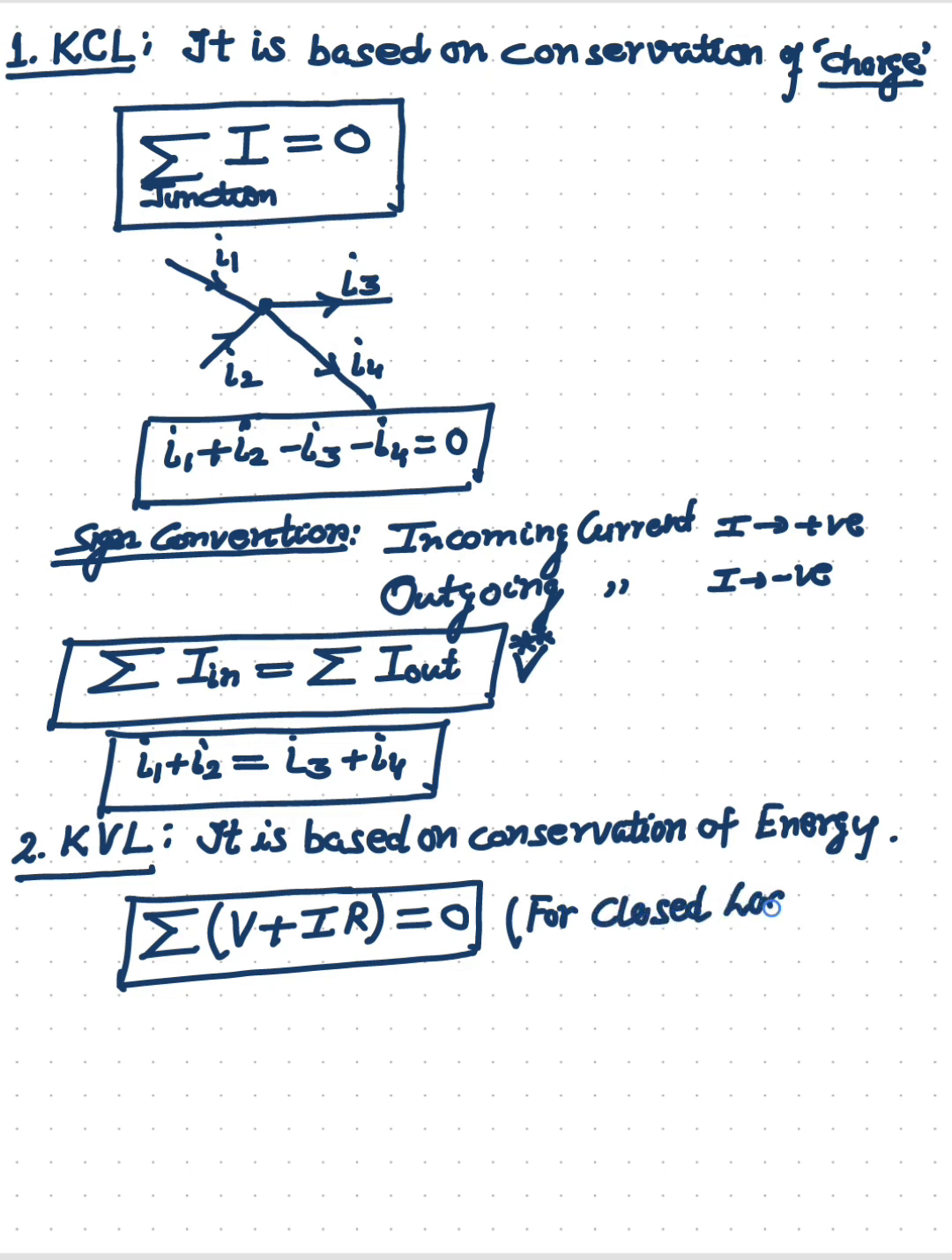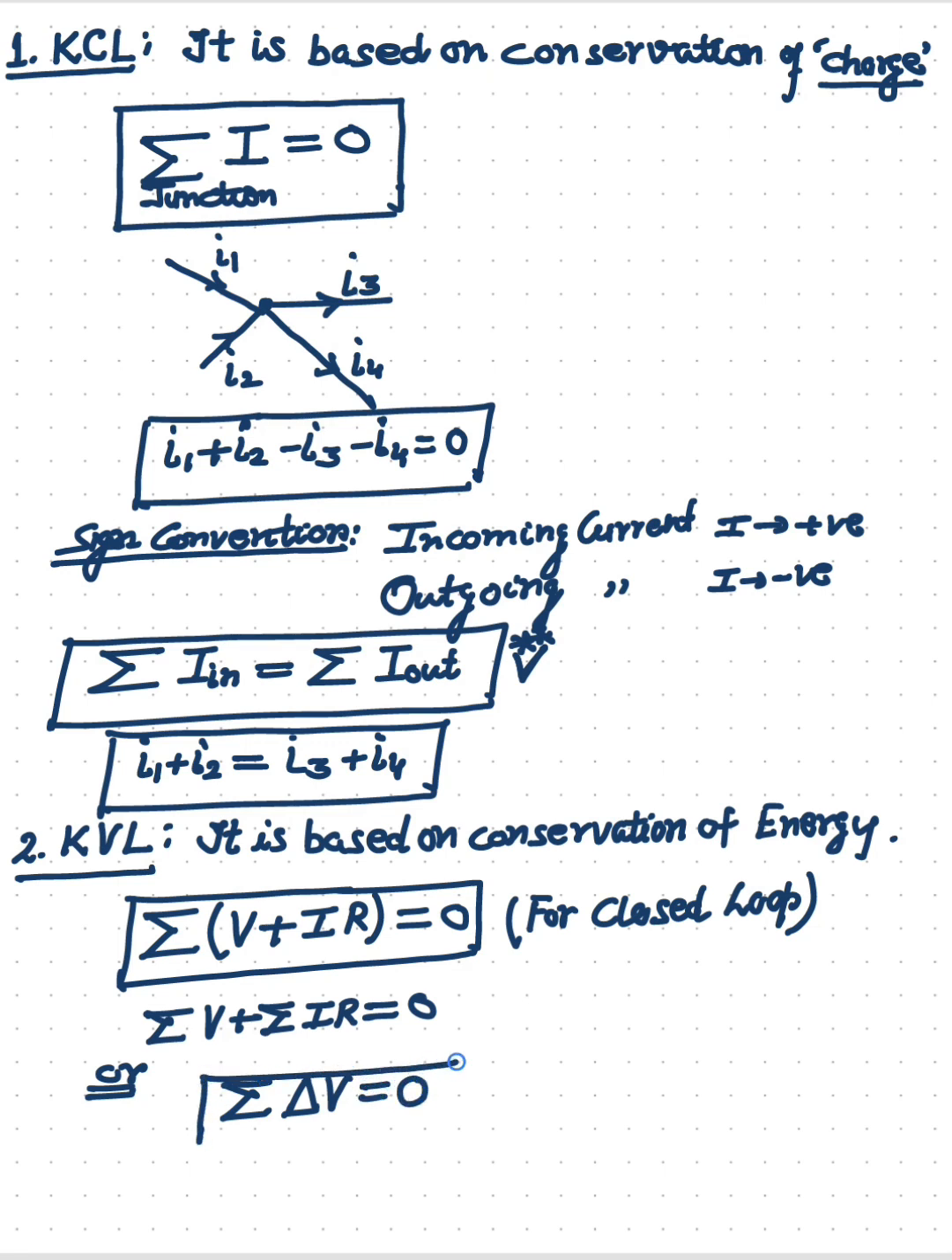For a closed loop in an electrical network, we can also define this as summation of E plus summation of IR equals 0. We can also say the net voltage change in a closed circuit is always 0. The net change in voltage in a closed circuit equals 0 for a closed loop.